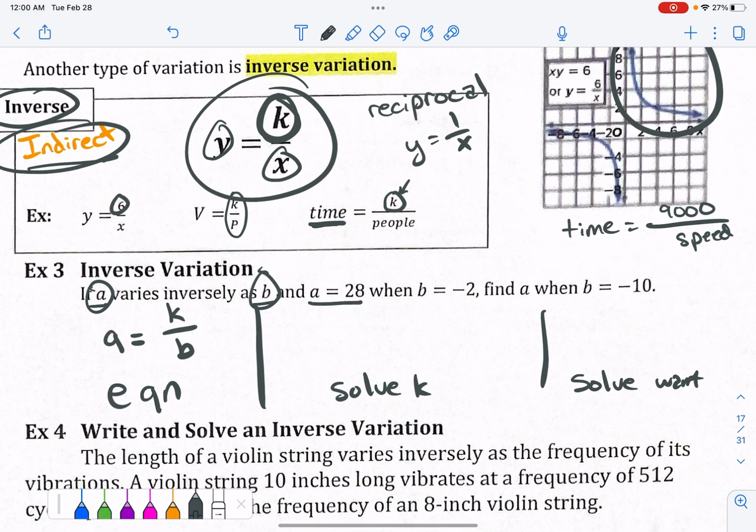It says A is 28 when B is -2. So I'm just going to plug those in. A is 28, B is -2, and then I'm going to use that to solve for K. So if I'm trying to get K by itself, let's multiply by -2.